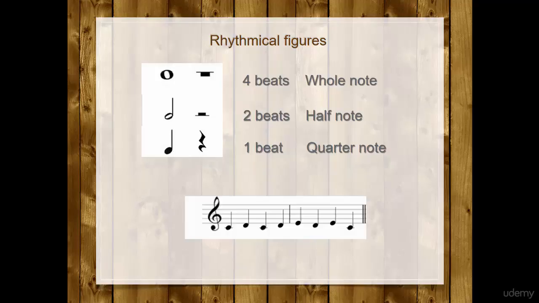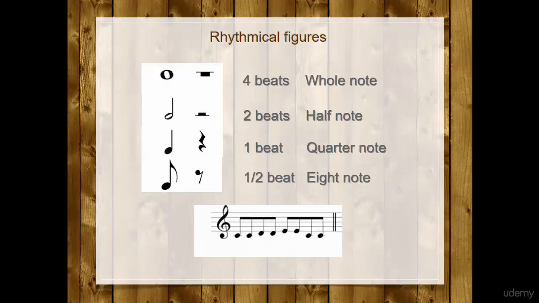And each rhythmical figure has its own rest. So if you find, for example, in this image, the quarter note, and next to the quarter note, you have this symbol, it's a quarter note rest. It means that for 1 beat, I'm not going to play anything.